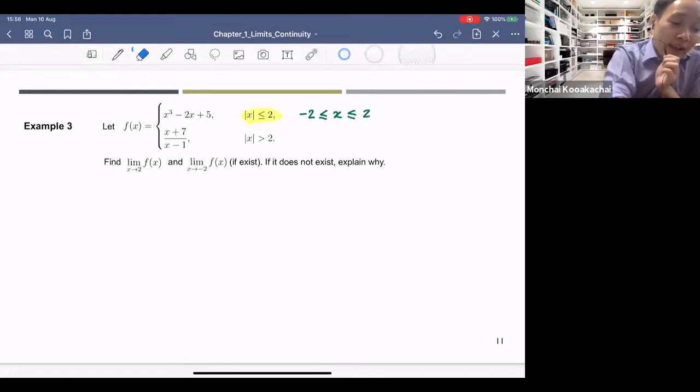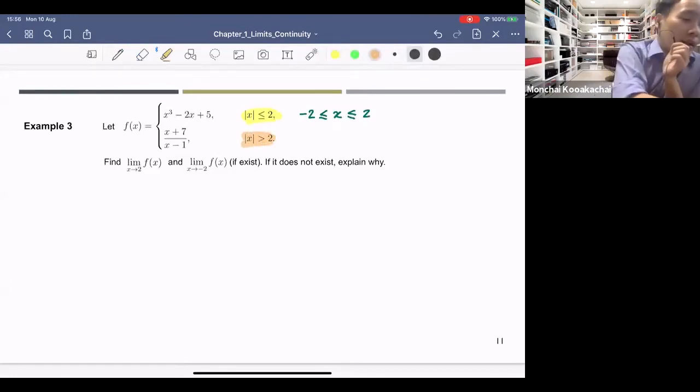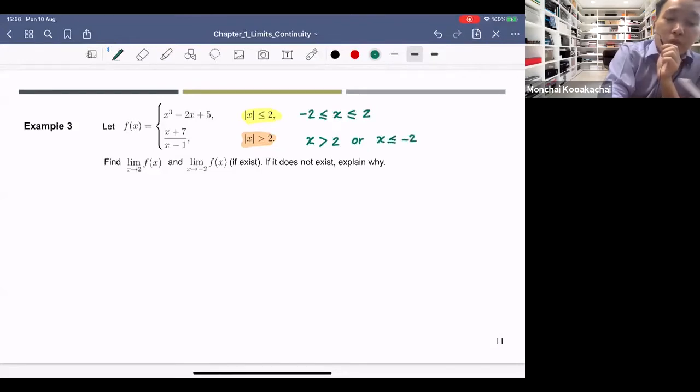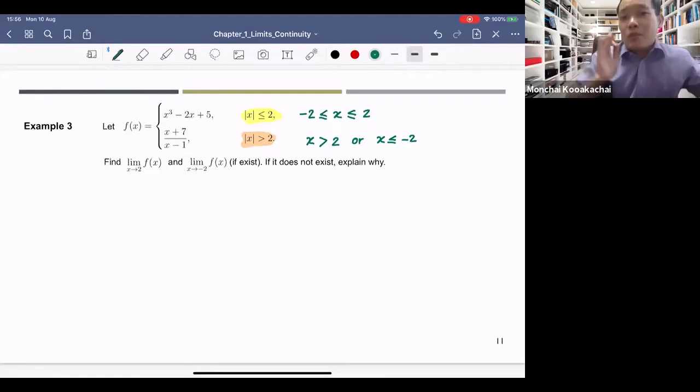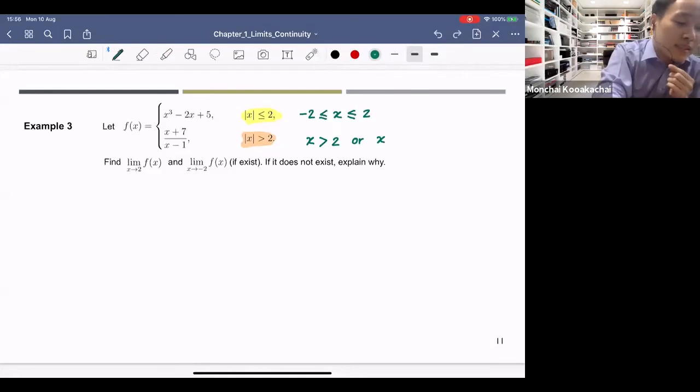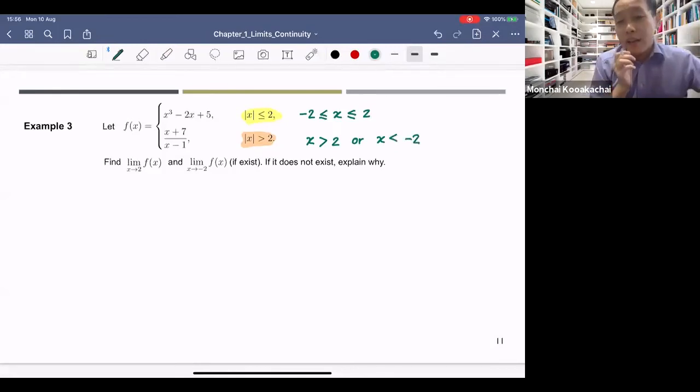When I say absolute x greater than 2 here, this means x greater than 2 or x less than negative 2. This is the way we take the absolute value. Sorry, not less than or equal to, just less than negative 2, because the equal sign is with the yellow one already. All right, so that is how we get rid of the absolute value.